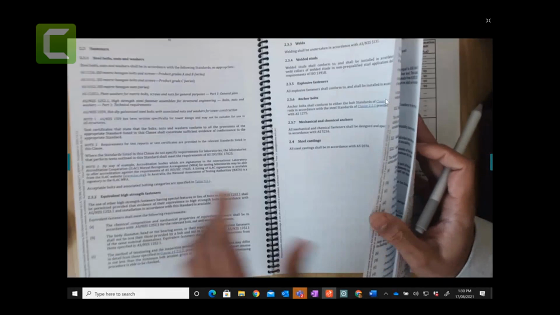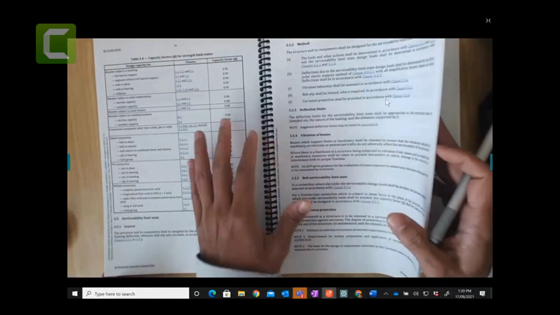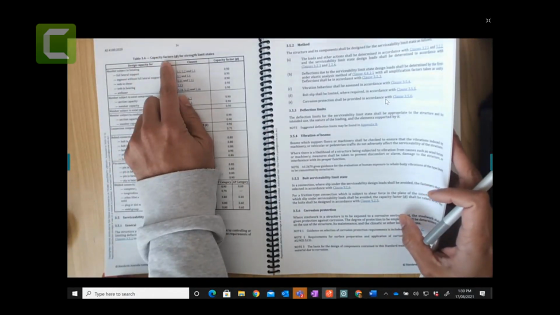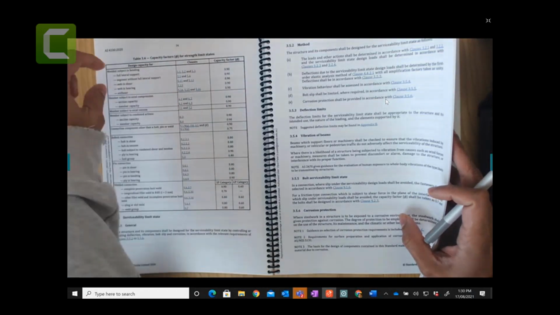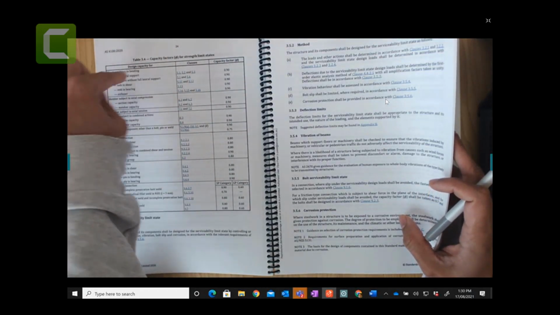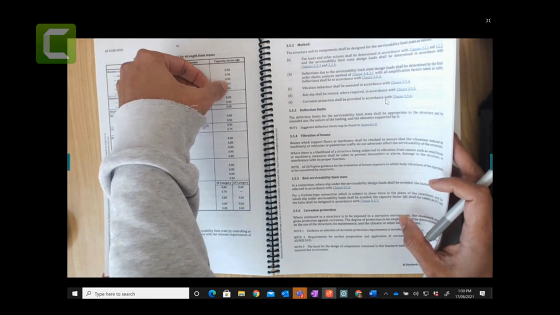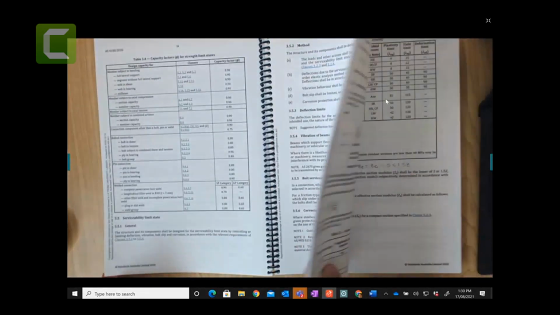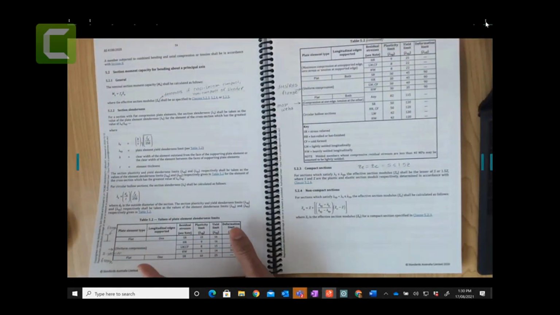Let me find the capacity factors. There you go. Table 3.4 has the capacity factors. Members subjected to bending, regardless, have a factor of 0.9. So we have a capacity reduction factor of 0.9, which basically reduces your capacity by 10%.